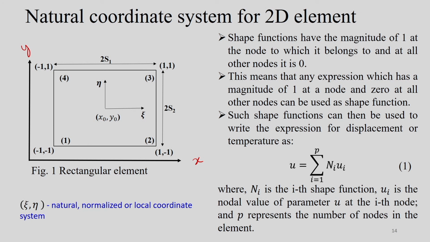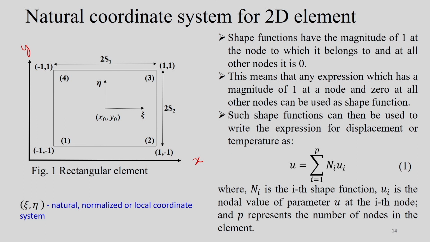So, the shape function becomes 1 at one node and 0 at the others. This means that an expression which has a magnitude of 1 at a node and 0 at all other nodes can be used as a shape function. Looking into the property of the shape function, you have to choose it in such a way that its value at one particular node point becomes 1, and at all other node points it becomes 0.